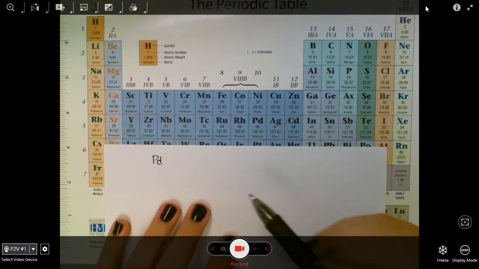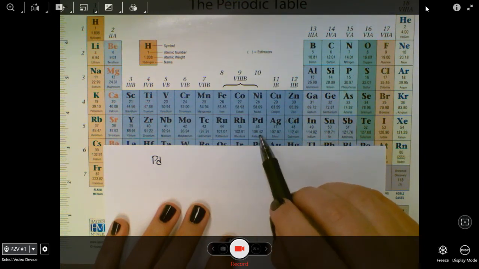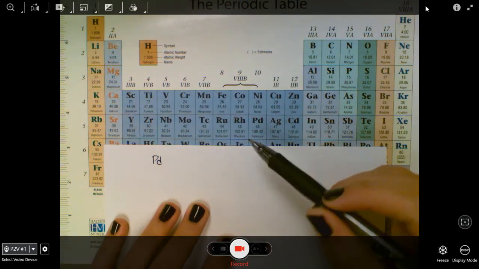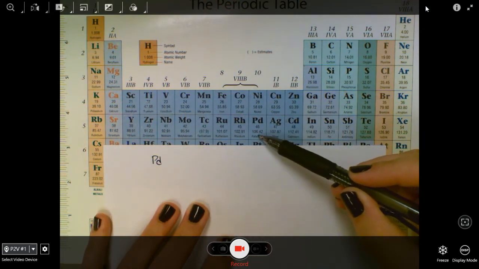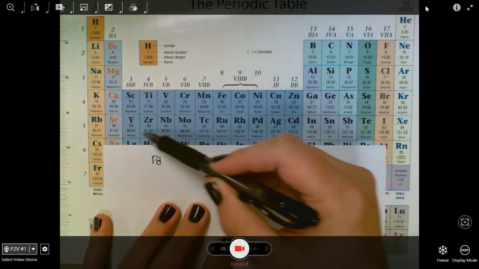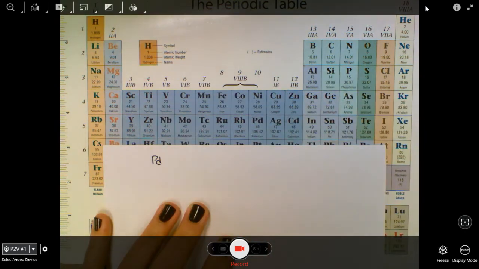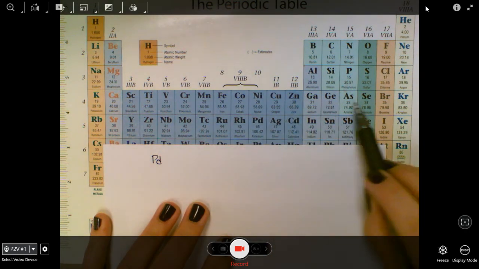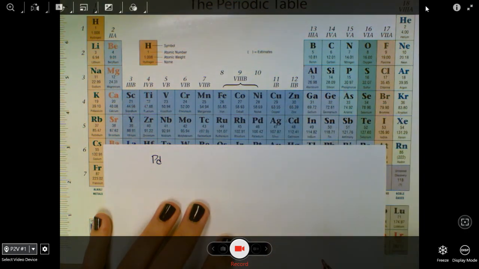So palladium is located here on the periodic table. If I want to write a shorthand electron configuration, what I need to do is back the truck up, beep, beep, beep, back up to the previous period and its noble gas. So if palladium is in period 5, I'm going to go up to period 4 and find its noble gas.